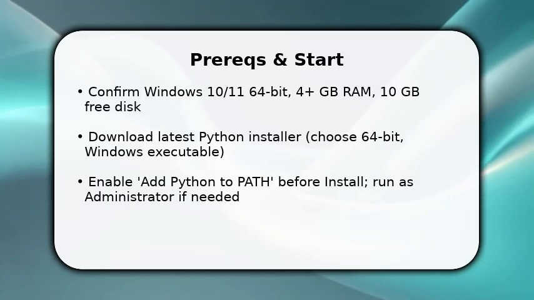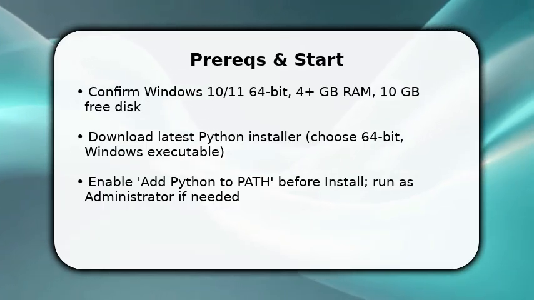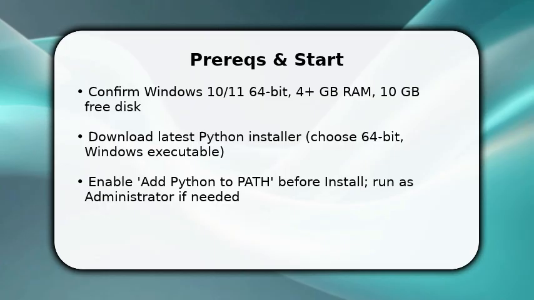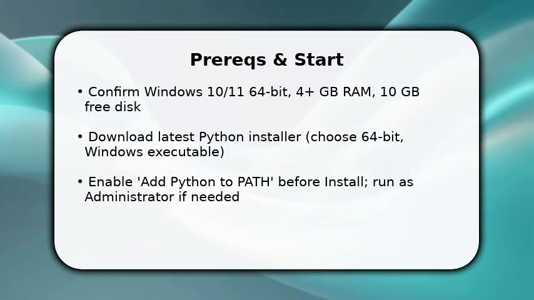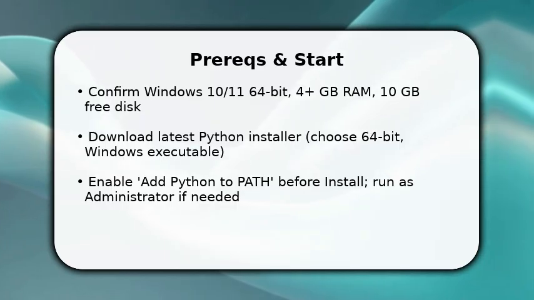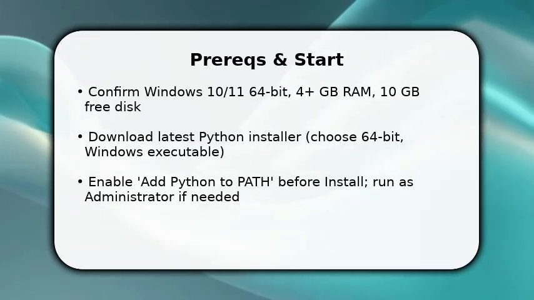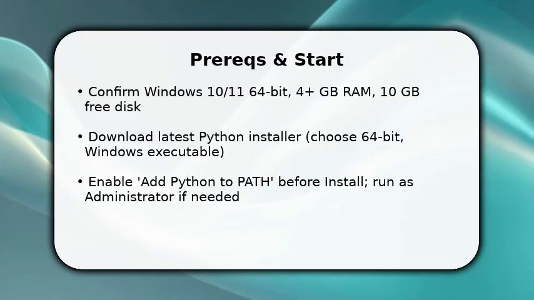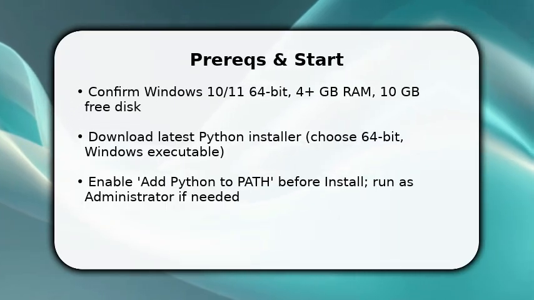You begin by confirming system requirements and acquiring the installer. Download the 64-bit Windows executable and run it as administrator. This avoids permission issues. Make sure to check "Add Python to PATH" on the first installer screen so the python command works in PowerShell and Command Prompt.